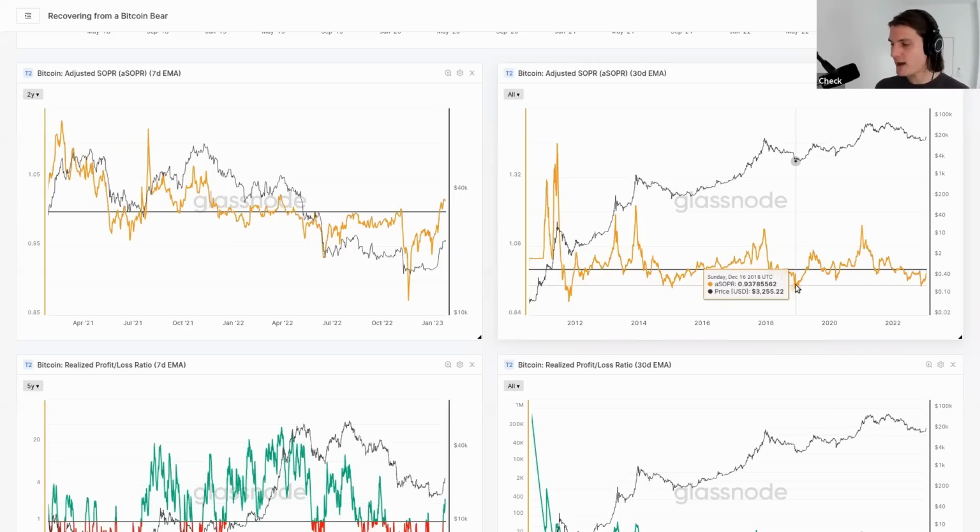So the amount of pain that was measured and the flushing out of seller exhaustion that happens when this model at a macro scale is below 1 is telling you that kind of major capitulation event is in play. Now, when we break above 1 on a 30-day EMA, and we are approaching that level, we'll zoom in in a second, it's at the very least time to start paying attention. It means that the market's starting to perhaps realize a profit.